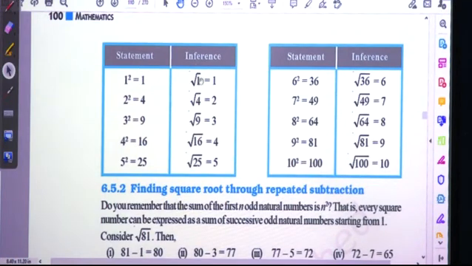1 square is 1, square root of 1 is 1. 2 square is 4, square root of 4 is 2. 3 square is 9, square root of 9 is 3. 4 square is 16, square root of 16 is 4. 5 square is 25, square root of 25 is 5. 6 square 36, square root of 36 is 6. 7 square 49, square root of 49 is 7. 8 square 64, square root of 64 is 8. 9 square 81, square root of 81 is 9. 10 square 100, square root of 100 is 10.